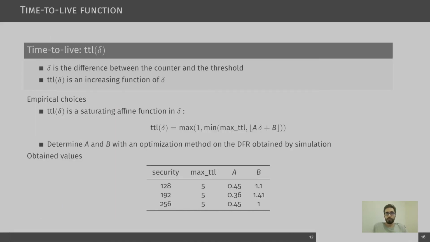So how do we choose this time to live function? As I said, it's a function of the difference between the counter and the threshold, and we want it to be an increasing function because a high counter should be kept for a longer time than a small counter. The empirical choice that we made for this paper is a saturating affine function, and we found the parameters of this function by using an optimization method on the DFR. The results of this optimization are given in the table.